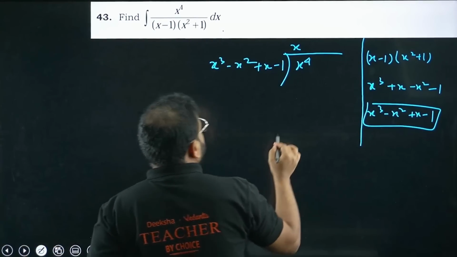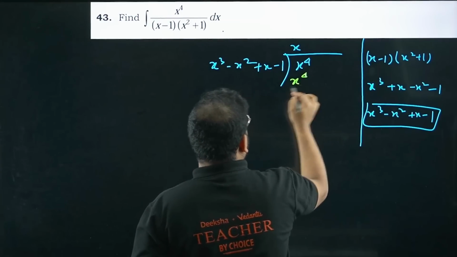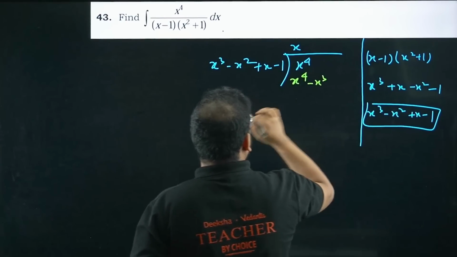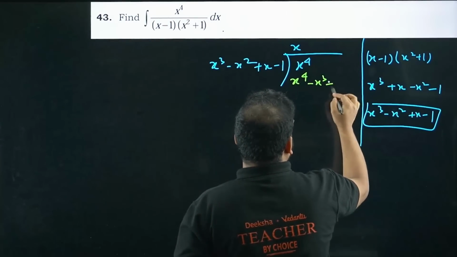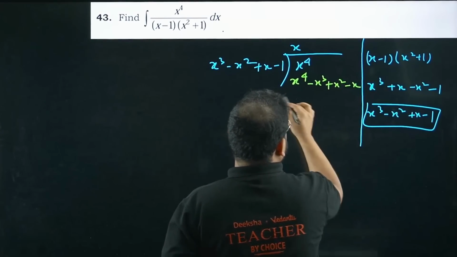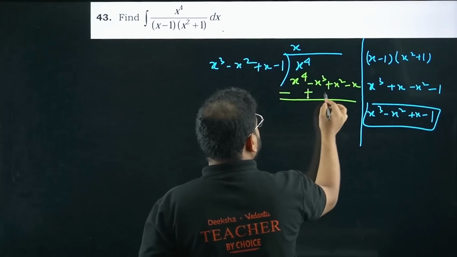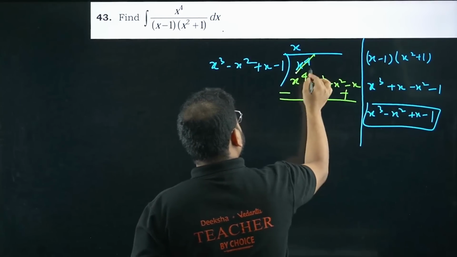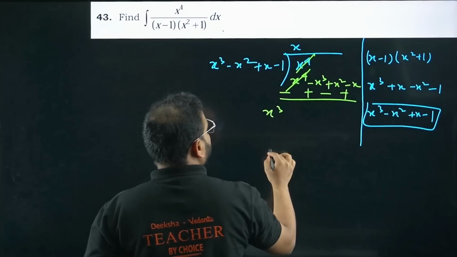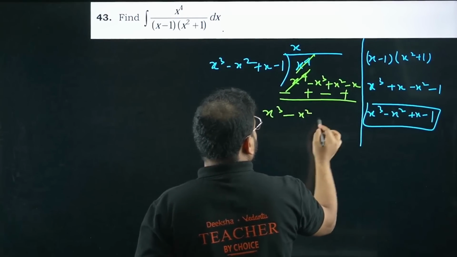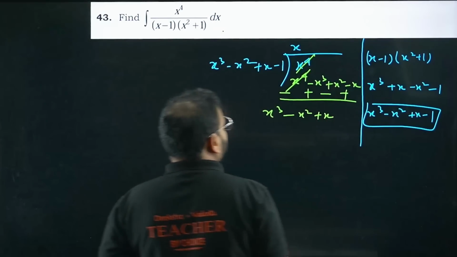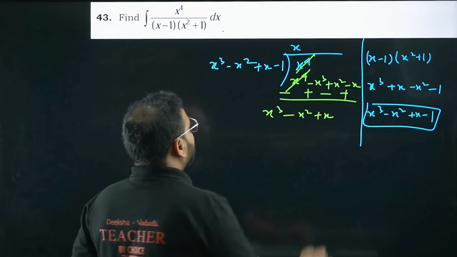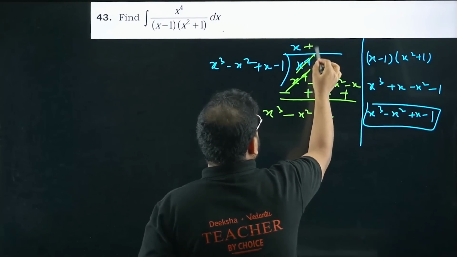I'm going to get this as x power 4 minus x cube, plus x square minus x. Sign change: minus, plus, minus, plus. This and this are cancelled. I get here x cube minus x square plus x. Okay, plus x. Now do one thing, multiply with plus 1, right?